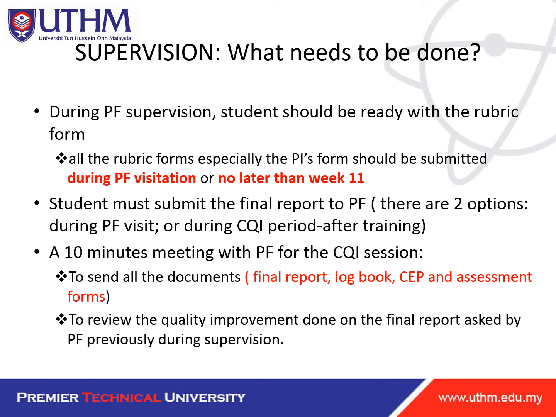Okay, so supervision, what needs to be done during the faculty supervisor's supervision. Students should be ready with the rubric forms. All the rubric forms, especially the PI forms, need to be submitted during the PF visitation no later than week 11. If your industrial supervisor has not yet given the evaluation, you can submit the form later around week 11, when you submit the final report. You can submit them together. That is the latest date.